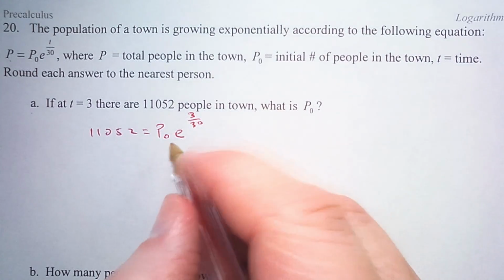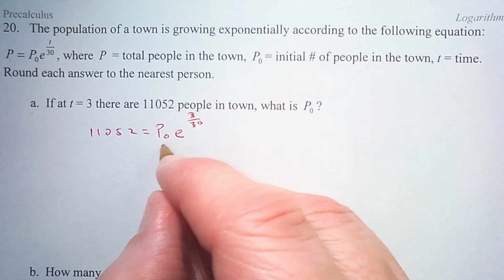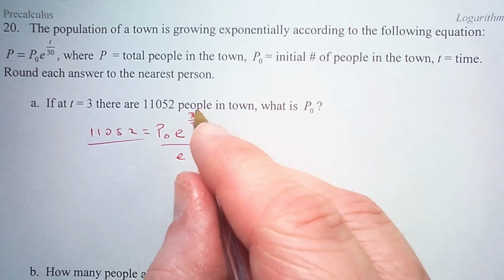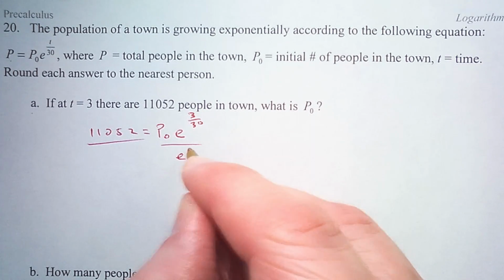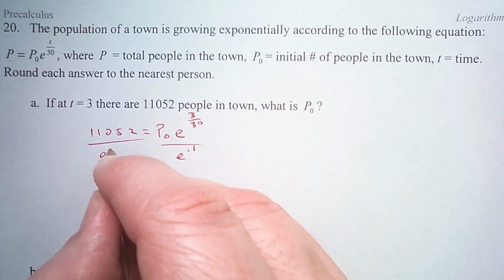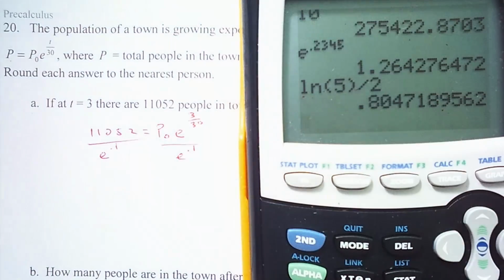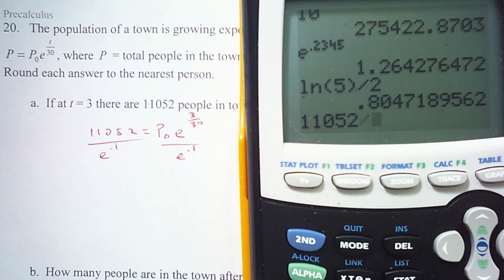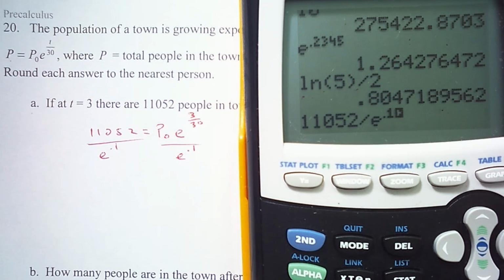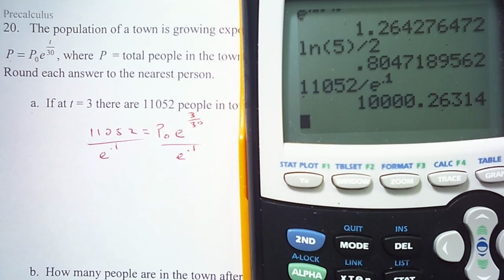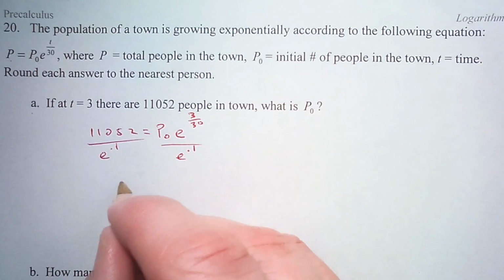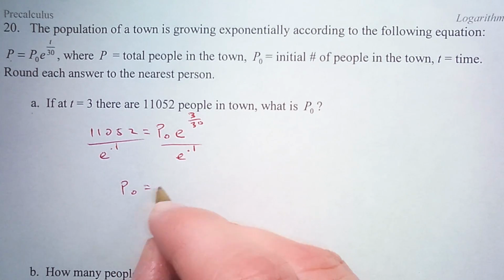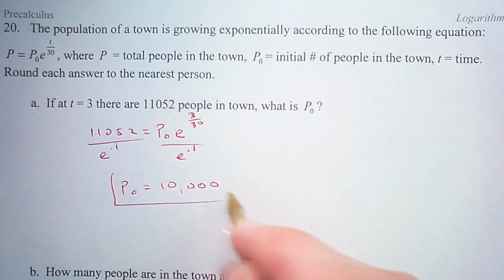Okay, so we can divide both sides by e to the 3 over 30, which we'll shorten up as 0.1. It's 1/10 or 0.1. Okay, so we have 11,052 divided by e to the 0.1 power. That's 10,000.26. So to the nearest person, we had 10,000 people at this time. So P sub 0 is 10,000. So when we started counting, there were 10,000 people.